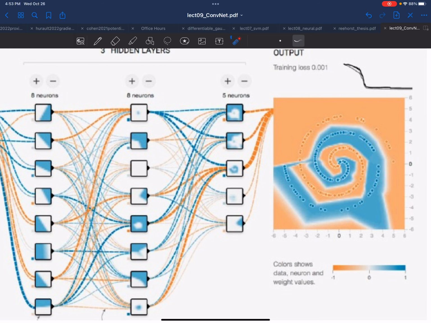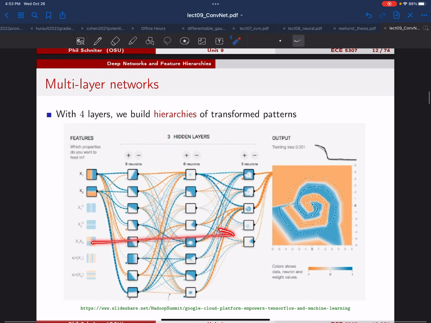So with increased depth and increased width, you can start to do more and more interesting things. So basically, it's all about hierarchies of these transformed patterns. Any questions about this so far?